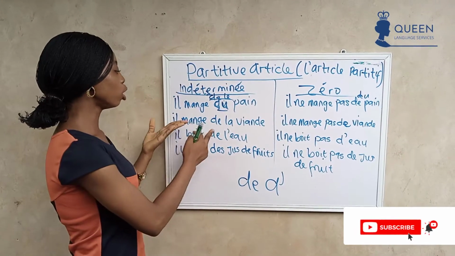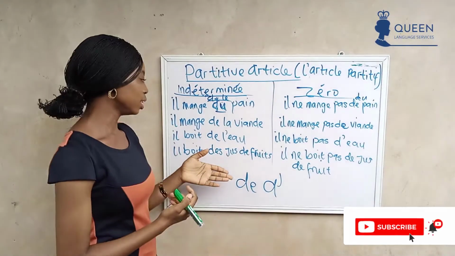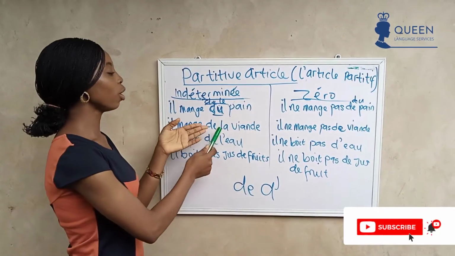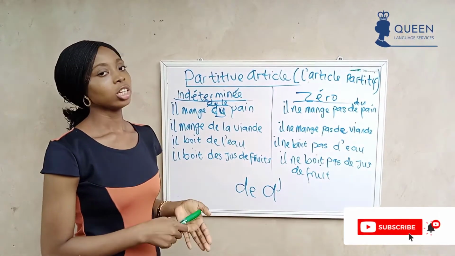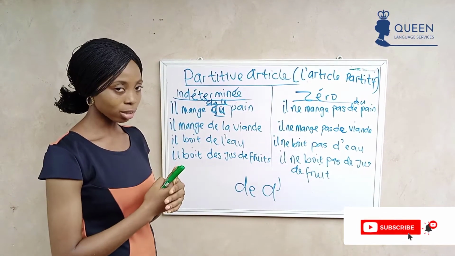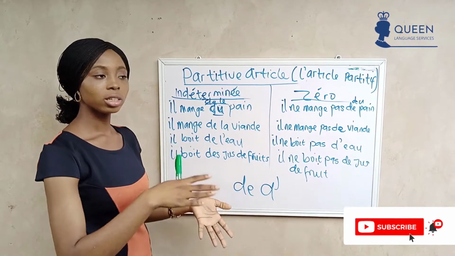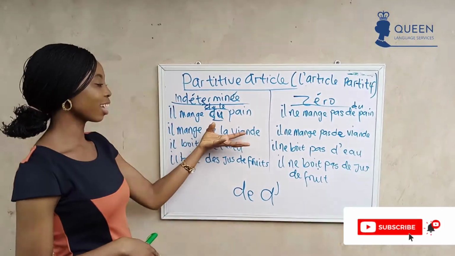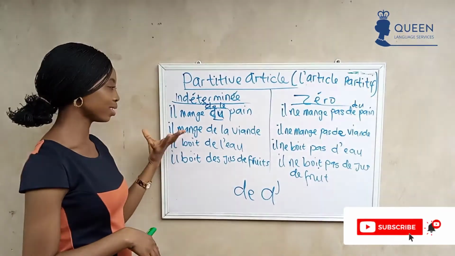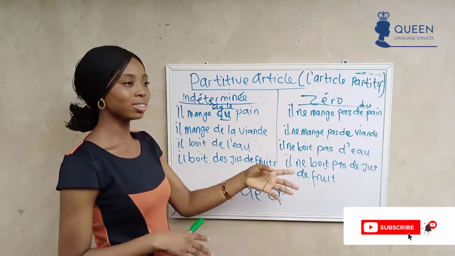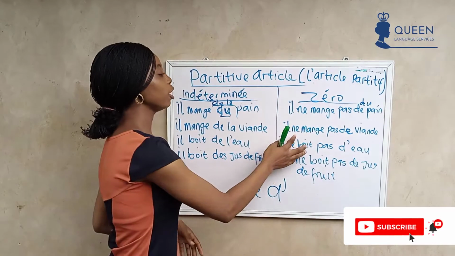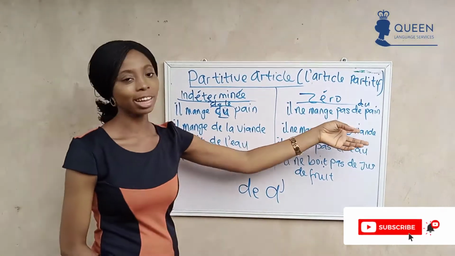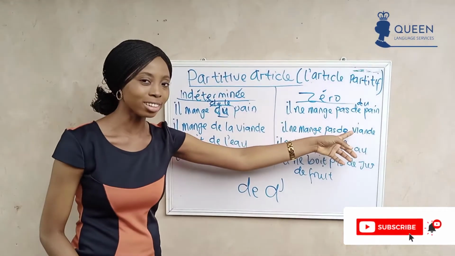So we have il mange de la viande. As we have said previously, de la doesn't change. Du contracts, but when it comes to feminine singular, it doesn't change, it stays like that. So we can determine the quantity of meat that the person took. When we have it in our negative form, which is the zero quantity, we have il ne mange pas de viande. Can you see? Instead of saying il ne mange pas de la viande, it's going to be il ne mange pas de viande.